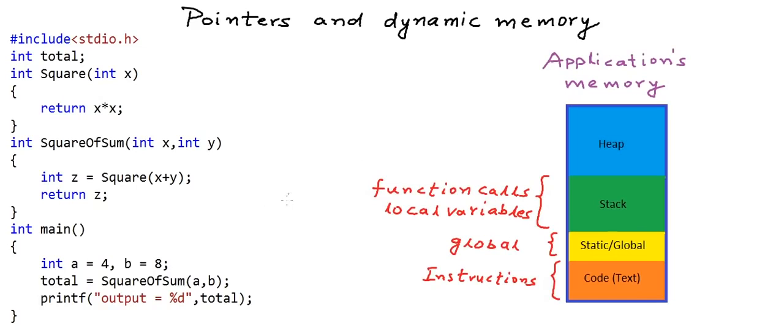I have a simple C program here. We have a function square that gives me the square of a number. We have another function square of sum that is given 2 arguments x and y, and it returns us the square of x plus y. And in the main method I'm just calling this function square of sum, passing it 2 arguments a and b. Let us now see what happens in the memory when this program executes.